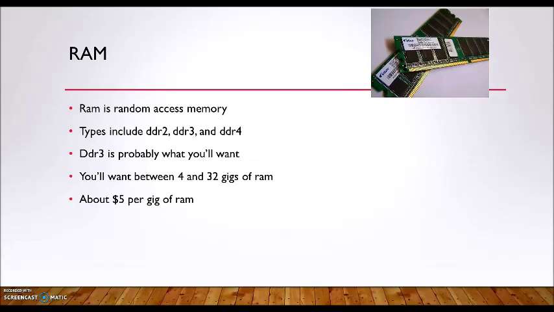RAM tends to run about $5 per gig. Now, there's a huge spread in this depending on how much data is on the stick of RAM, but a general rule of thumb is that a 4-gig stick is going to cost $20, and an 8-gig stick is going to cost about $40.